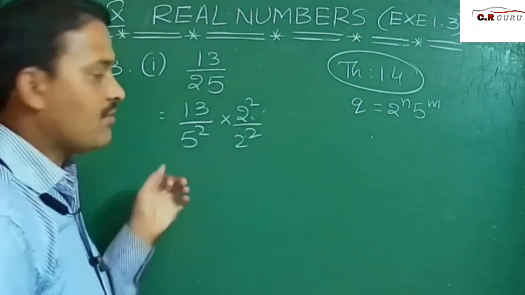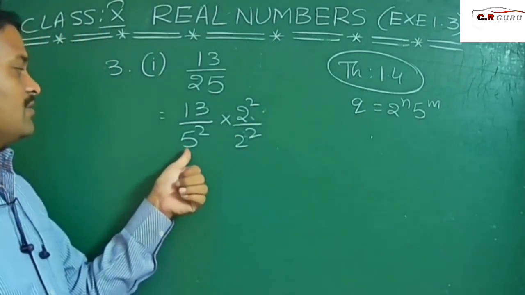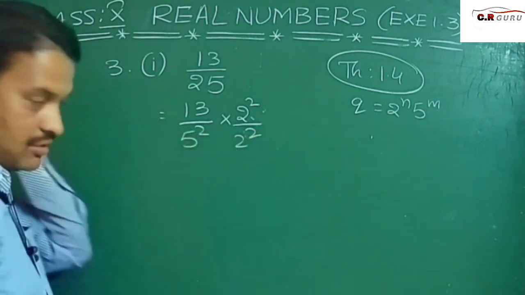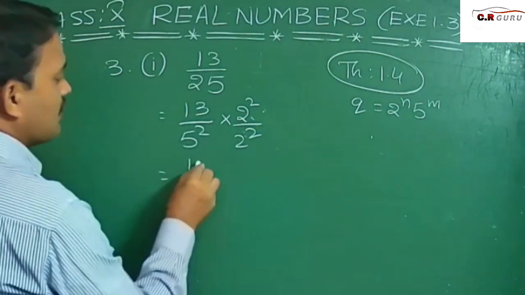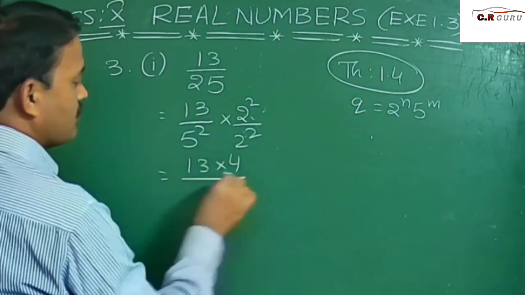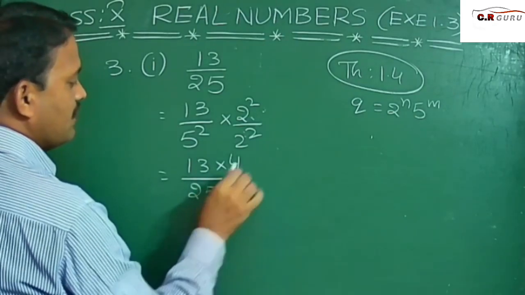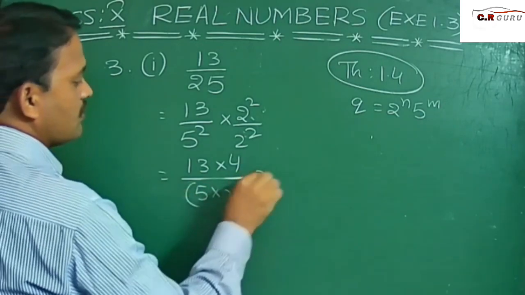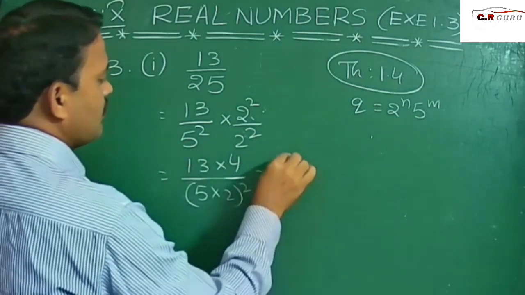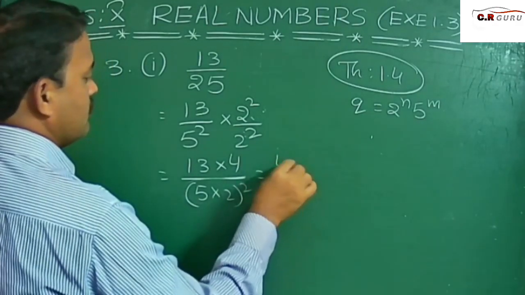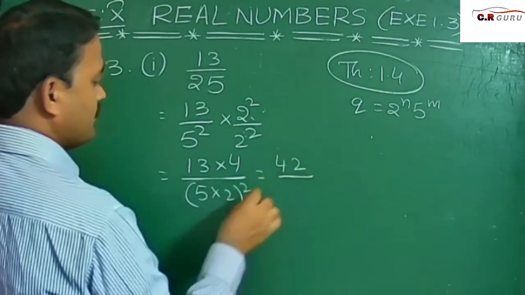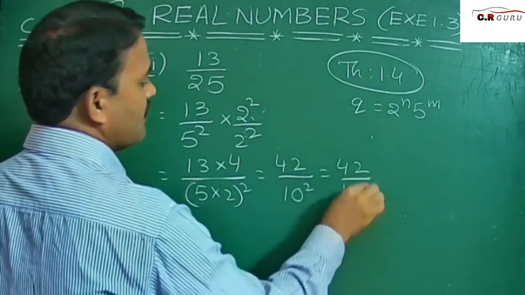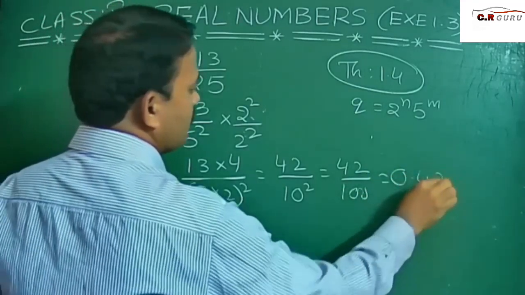Why? Because in the denominator base 5 power of 2 is there, so I want base 2 power of 2 also. Then 13 into 2 square is 13 into 4, and 5 square into 2 square can be written as 5 into 2 whole power of 2, which is 10 power of 2, that is 100.